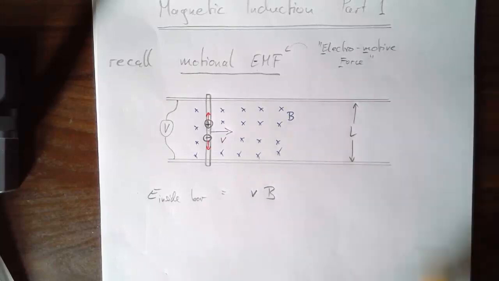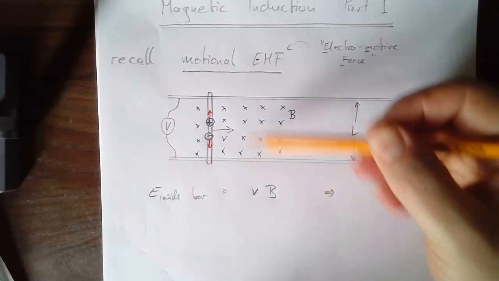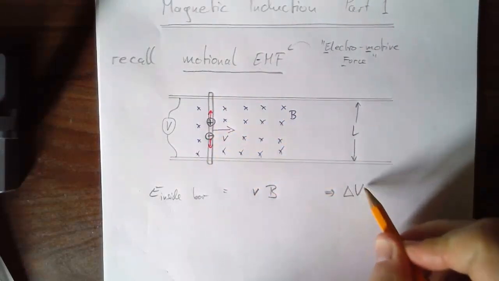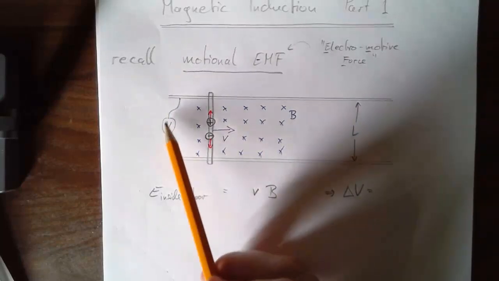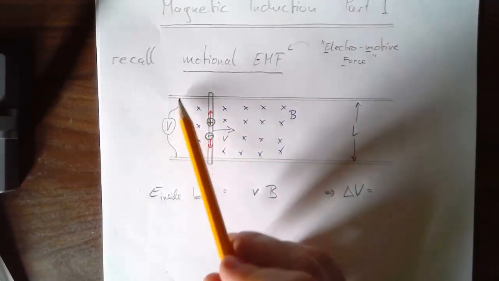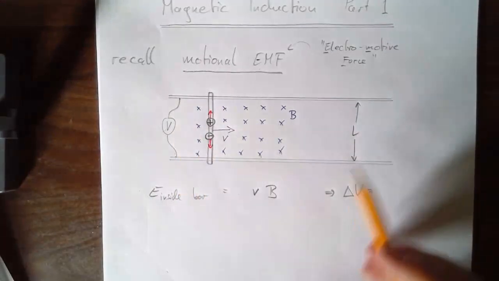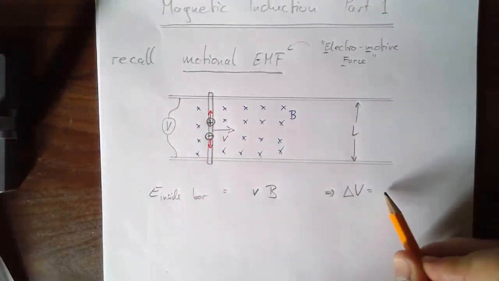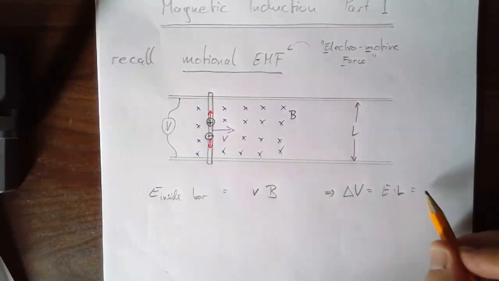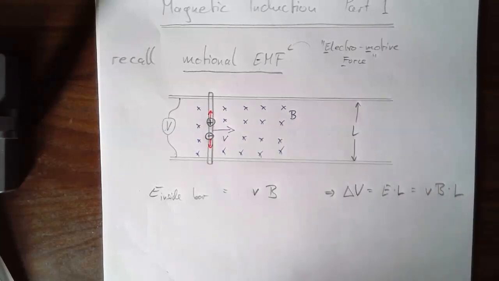So this is how we get to this relationship. If I have an electric field that's essentially constant inside this bar, that means I'm going to get a potential difference that you might pick up by hooking a voltmeter up between those two rails that I imagine this bar is traveling on. If they're also conductive, I'd hook up a voltmeter like this and get a potential difference that's going to be E times L, or in other words, V times B times L.